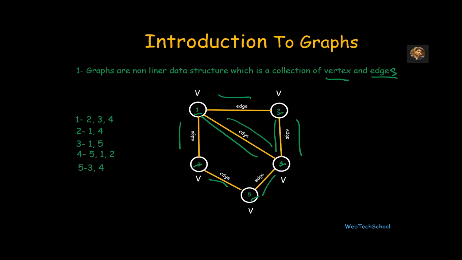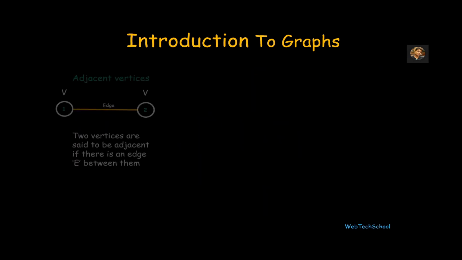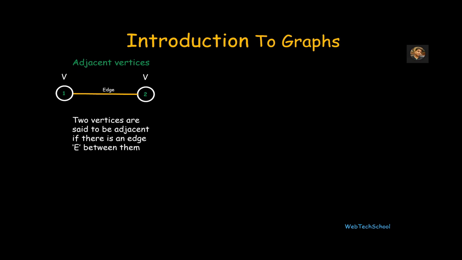And vertex 5 is connected to vertex 3 and vertex 1. Now that we understand some of the basics of graphs, let's look at a few of the properties and terminologies associated with graphs. The first one is adjacent vertices.